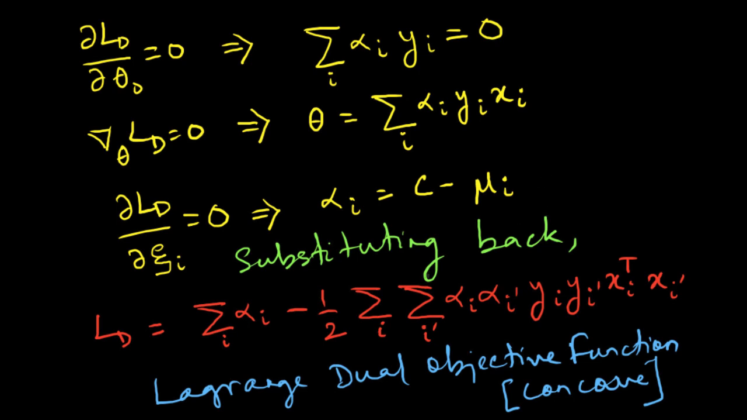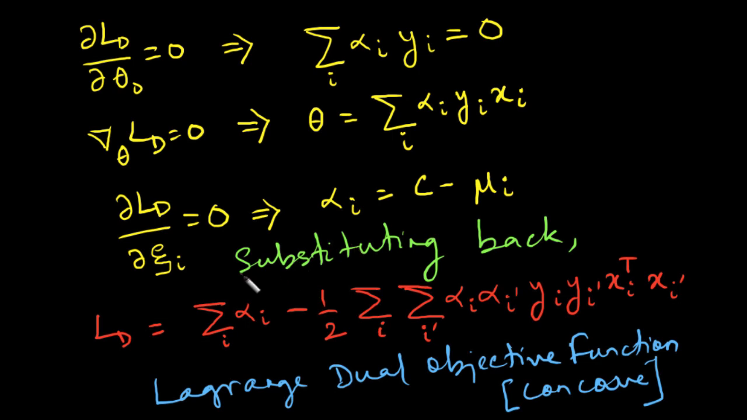And our objective is to maximize this LD with respect to alpha i. Since it is a concave function and it has a unique maxima, this can be solved by using the methods of quadratic programming, also because this has quadratic terms in alpha i. We are again not going to get into those methods, but just for your information, there are standard programming methods available to maximize this Lagrange dual objective function.